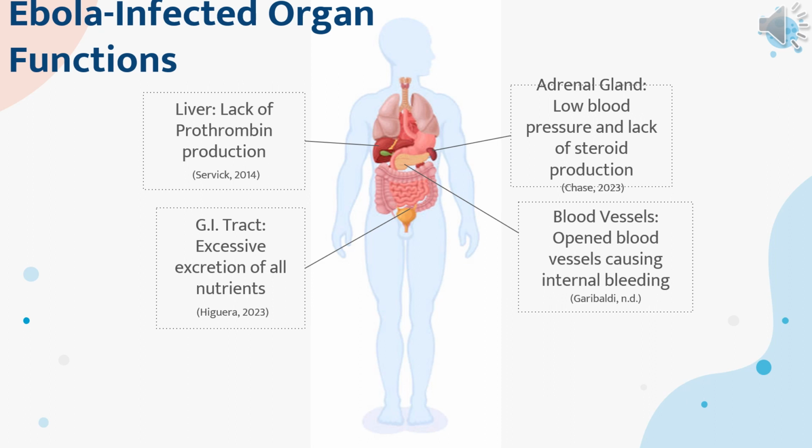The adrenal gland loses the ability to raise the blood pressure, which can become life-threatening, and it loses the ability to produce steroids. Steroids are generally the substance that helps to fight off flu-like symptoms, hence phase 1 of the Ebola virus. Lastly, the blood vessels are physically penetrated by the Ebola-infected cells, causing severe internal bleeding, ultimately leading to death.